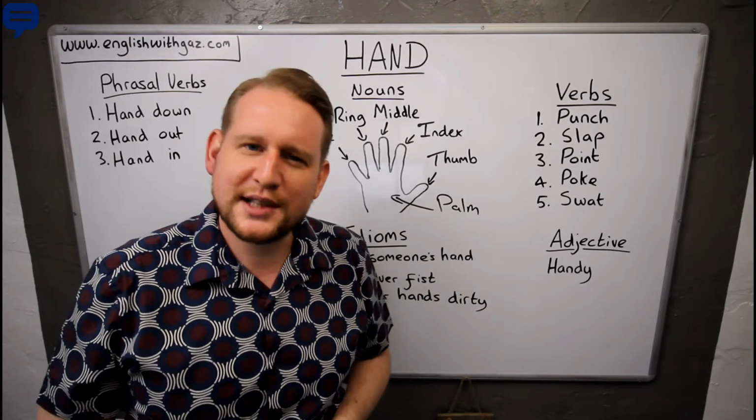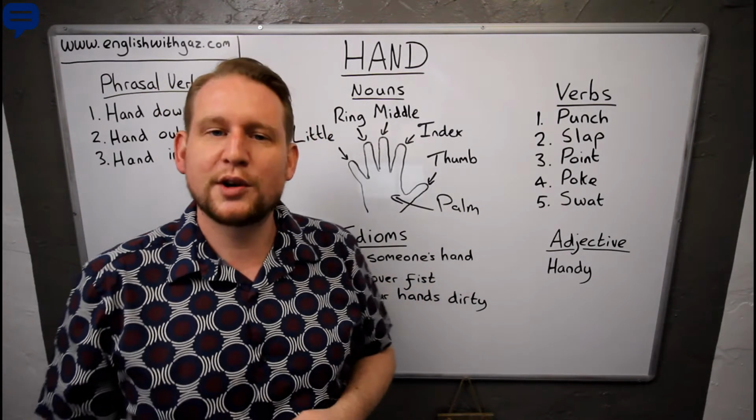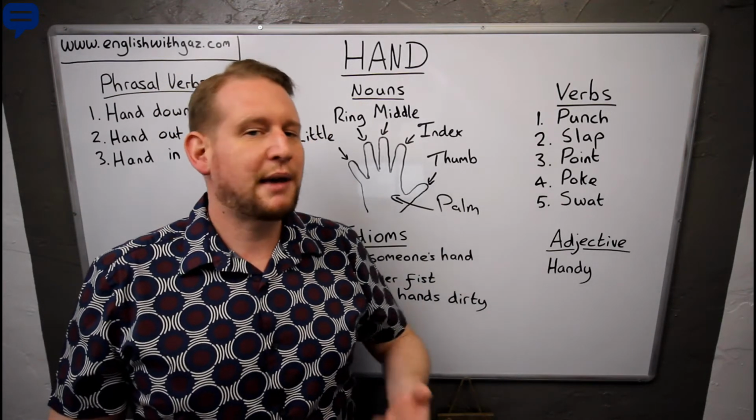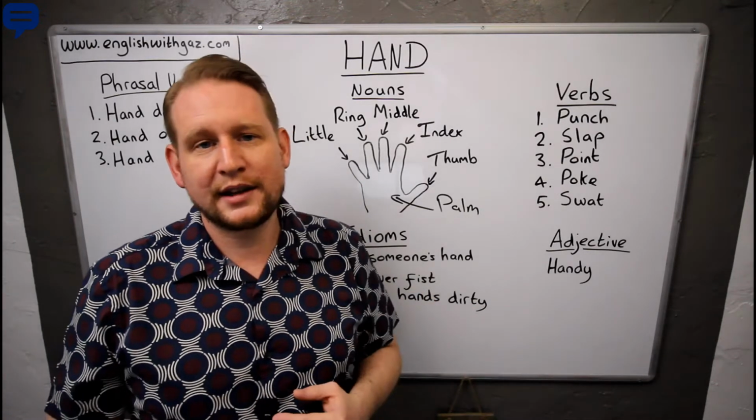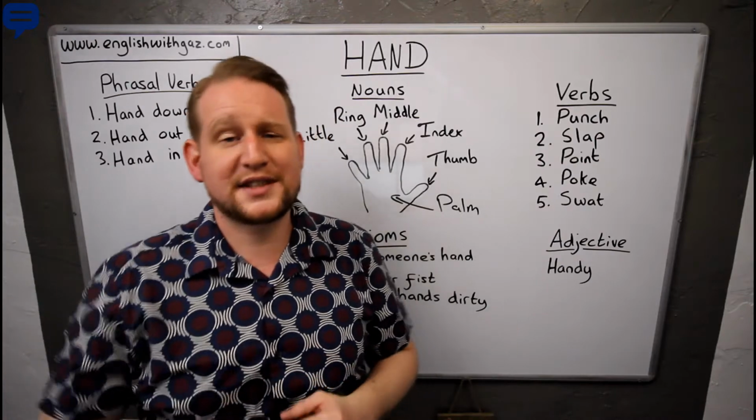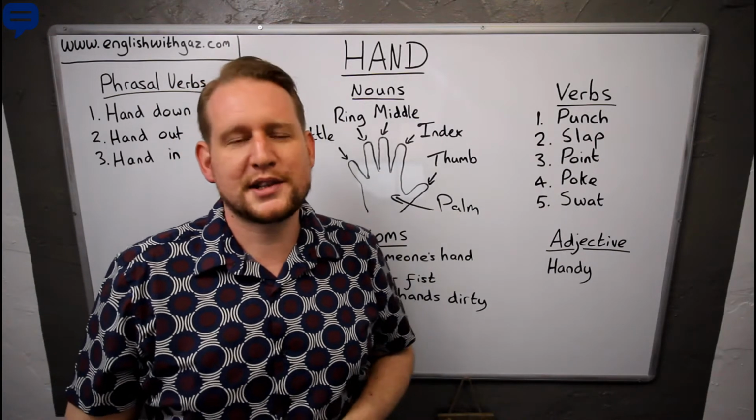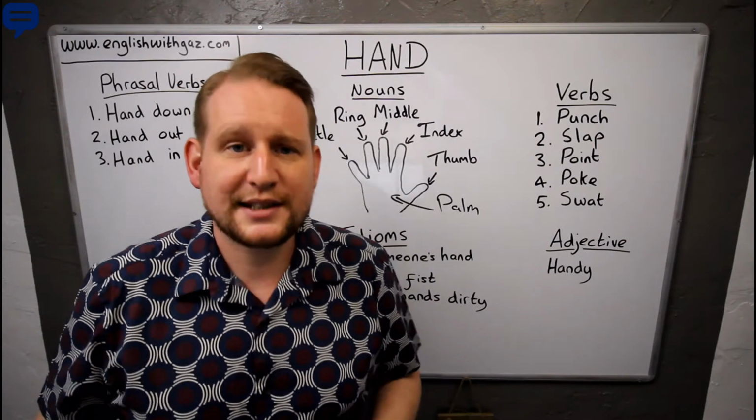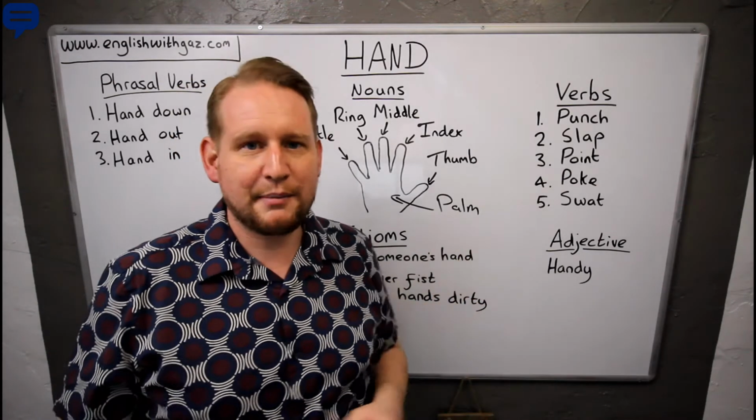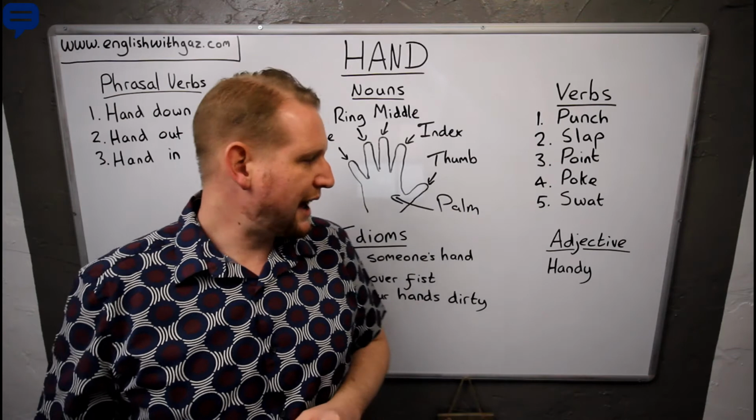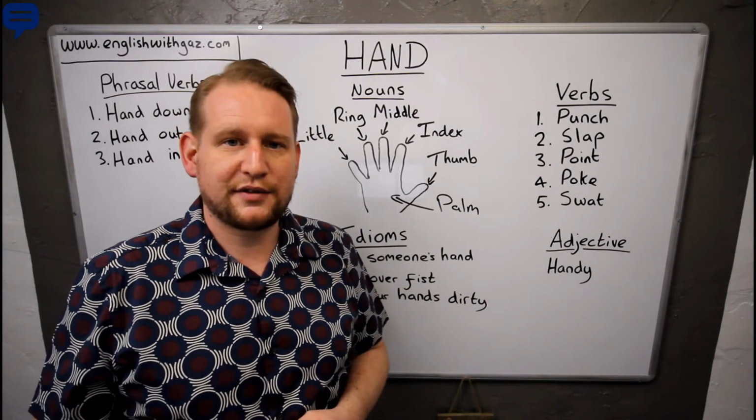But we can also use this word to describe somebody who's good at something. So you might have heard the word before, handyman. So a handyman is someone who's got a wide range of skills who can fix many problems. So if your fridge breaks down or you need some gardening doing, you might call a handyman to take care of jobs around the house. So that's our adjective, handy.